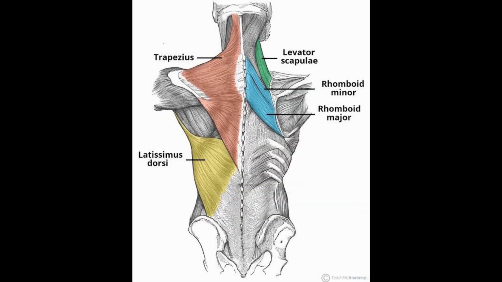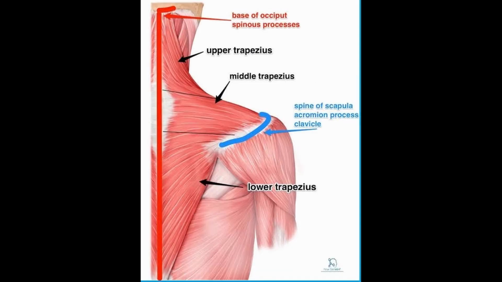So the names of the back muscles are trapezius, latissimus dorsi, levator scapulae, rhomboid minor and rhomboid major. As you can see on the diagram, all the muscles are mentioned. Firstly, we talk about the trapezius muscle. In the trapezius muscle there are three fibers: upper fiber, middle fiber and lower fiber.